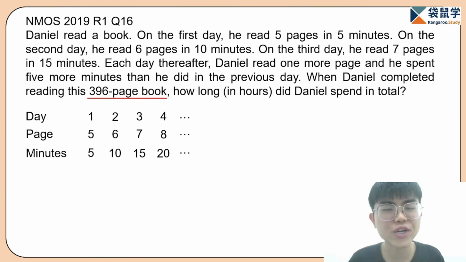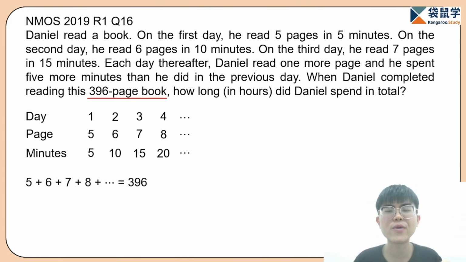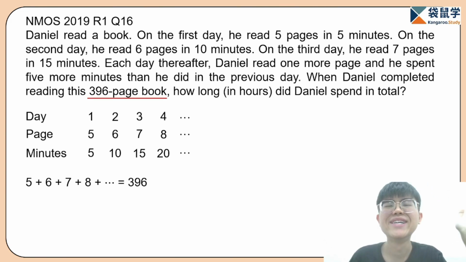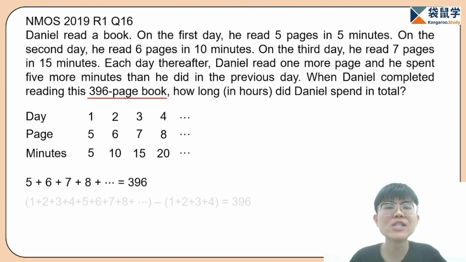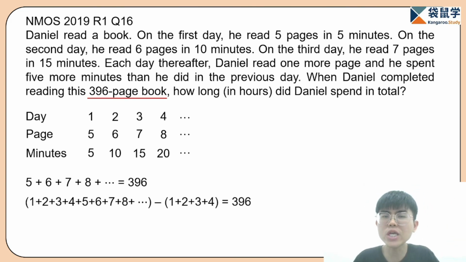So what is this 396 pages referring to? Oh, it is actually the sum of the pages for all the days, right? Not just one day. This means that we have to use 5 plus 6 plus 7 plus 8 and all the other pages, which will equal 396. We are not very familiar with addition starting from 5. So what can we do here? Oh, we can actually add 1, 2, 3, and 4 and make sure that we minus them at the back, which will also be equal to 396.